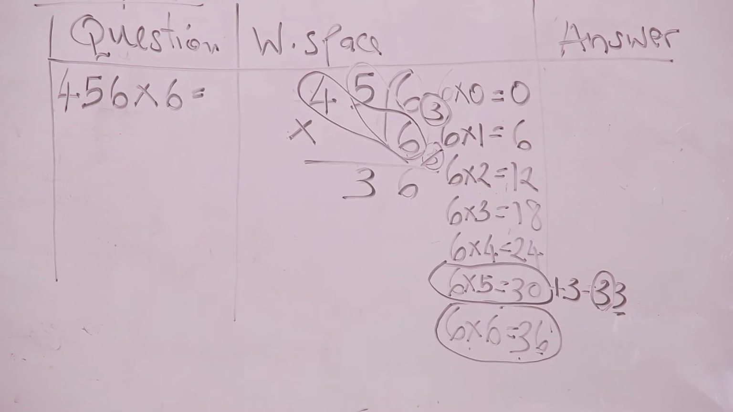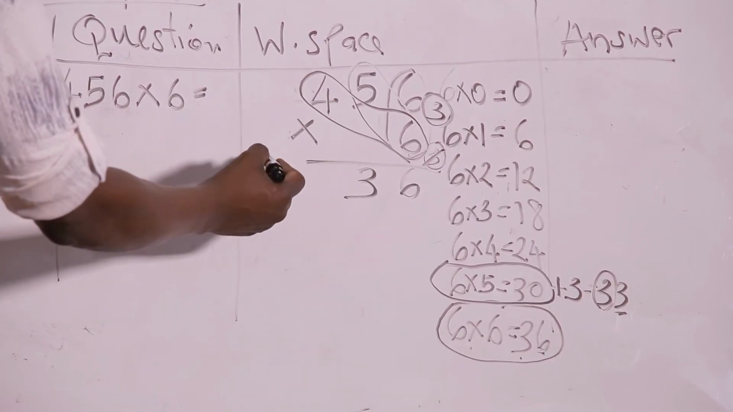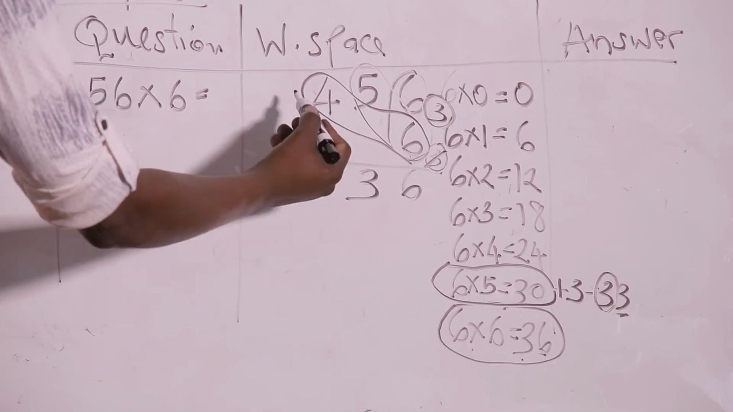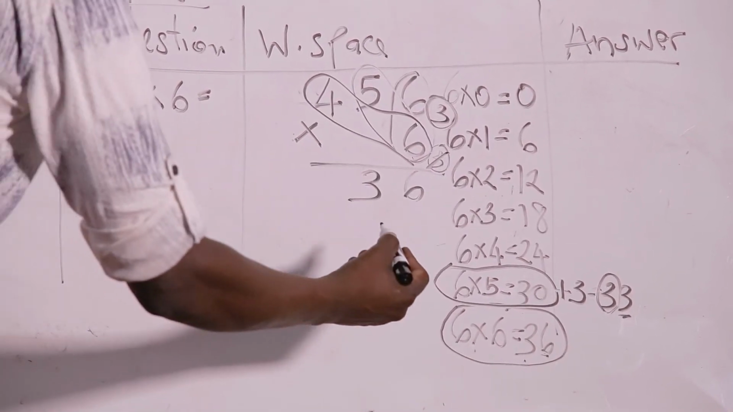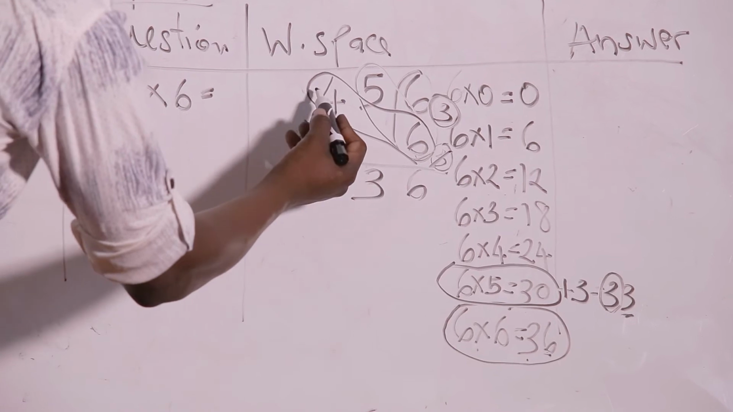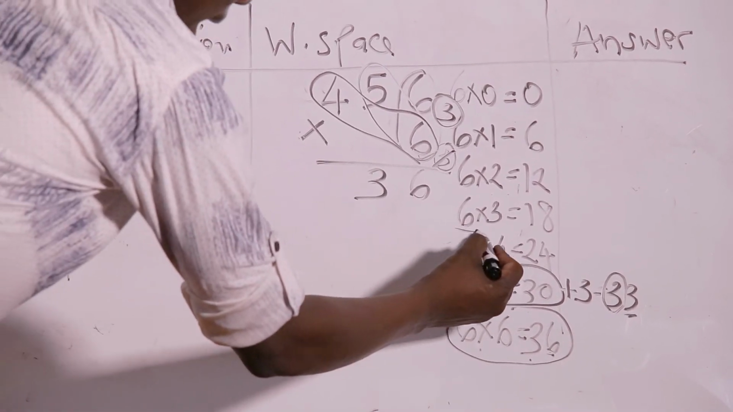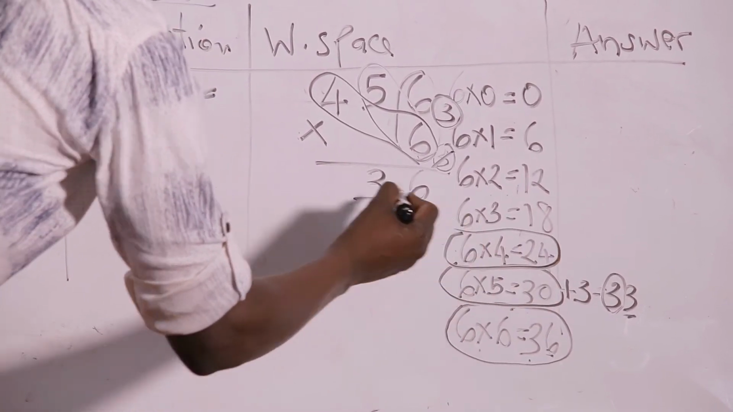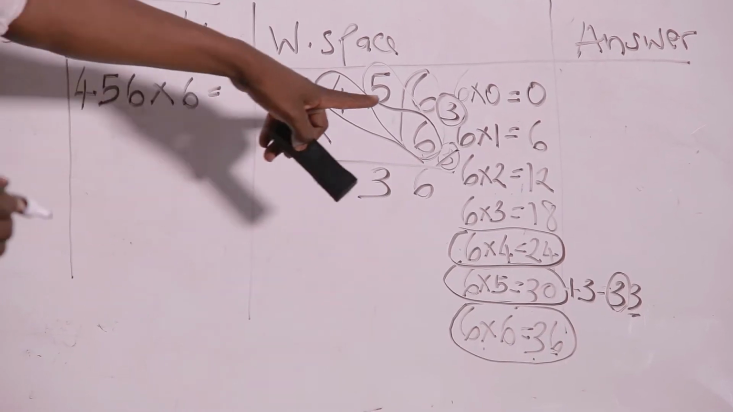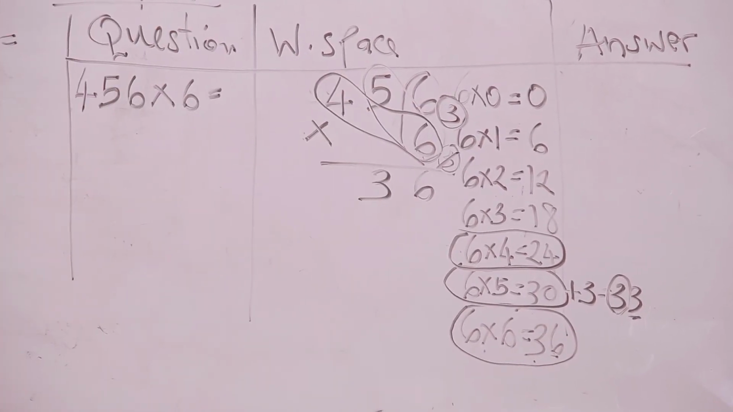6 multiplied by 4. You can have 4 multiplied by 6 or 6 multiplied by 4. In whichever the case, you come to your table. 6 multiplied by 4, you get 24. And we were carrying which digit? We were carrying digit number 3.